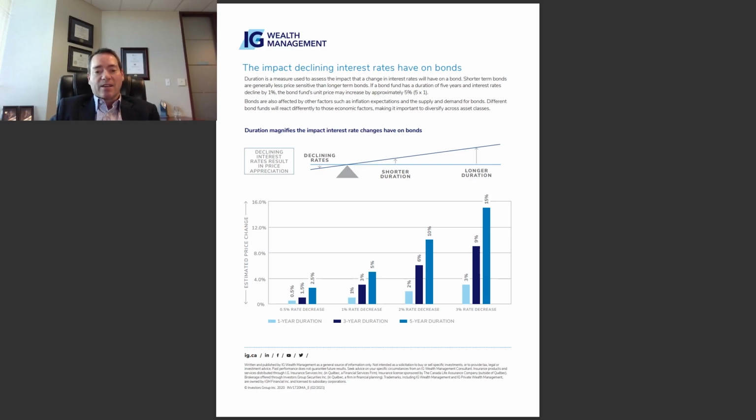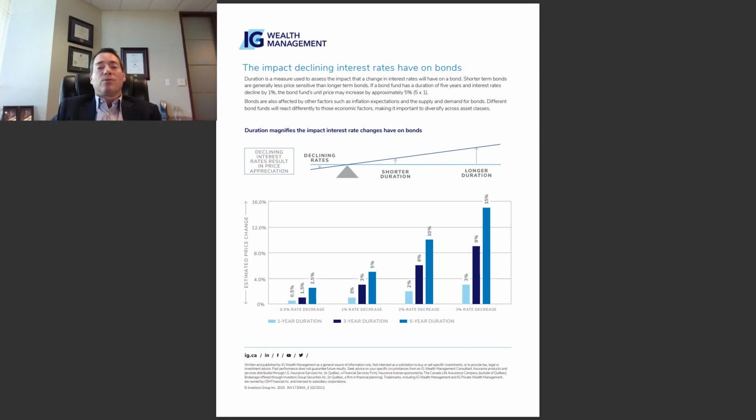We can see in our little graphs that we have here the difference of a 0.5% decrease over the different types of bonds. It can affect price, going up 0.5% for the shorter term bonds, which is a 1 year duration, versus say 2.5% for a 5 year duration. If you multiply that out, if you have a 3% rate decrease, you would have a 3% potential gain in the price of your 1 year duration bonds, but a 15% increase in your 5 year duration bonds.